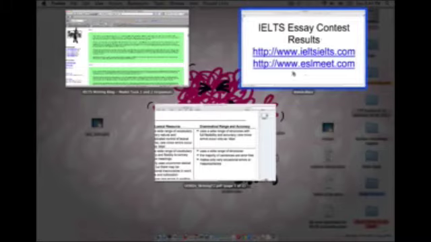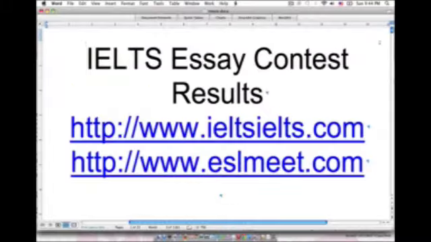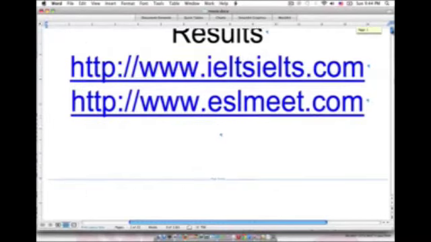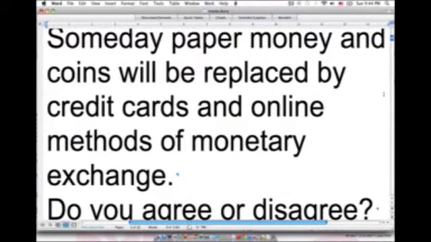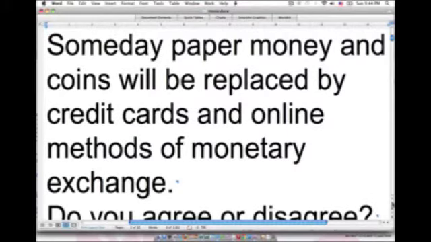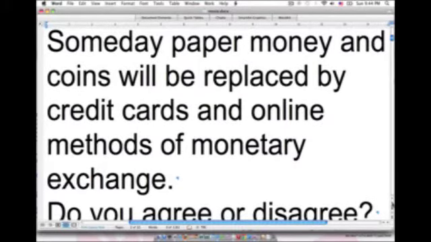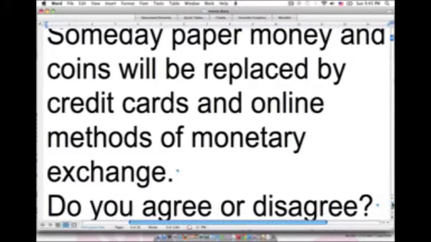So now let's go back to our file here. And let's start by reading through the question that was posted to my blog last week that so many of you responded to. The question reads, someday paper money and coins will be replaced by credit cards and online methods of monetary exchange. Do you agree or disagree?